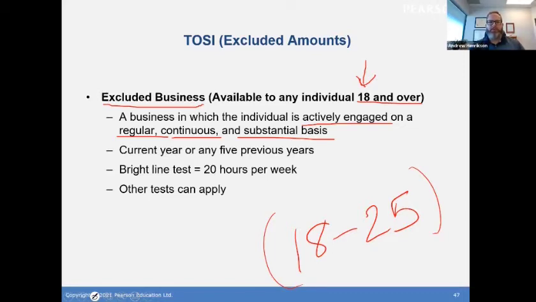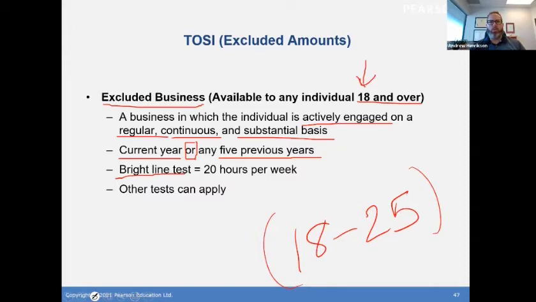How do we conclude that you're actively engaged on a regular, continuous, and substantial basis? Well, that first of all needs to be happening in the current year or any 5 previous years. So it needs to be recent. So it can be the current year, or any of the 5 previous years. Just need one of those 5 previous years.